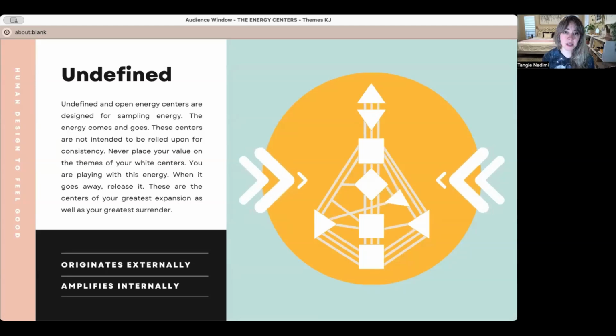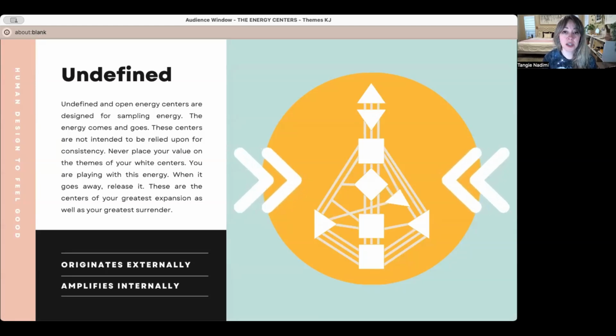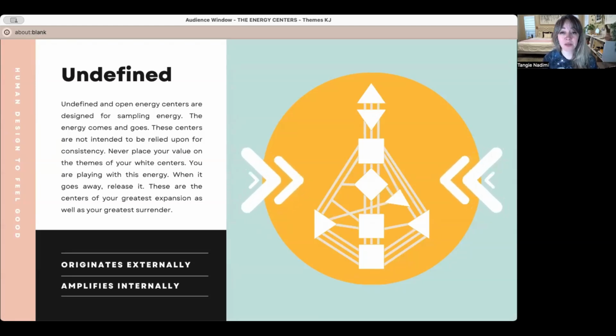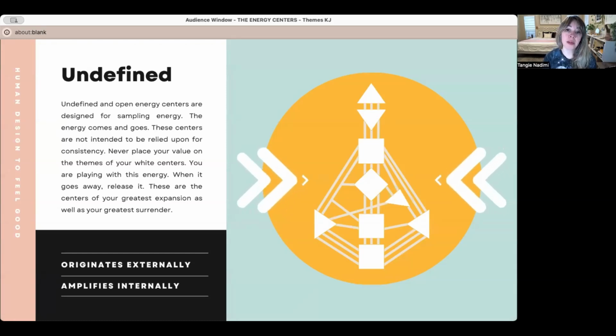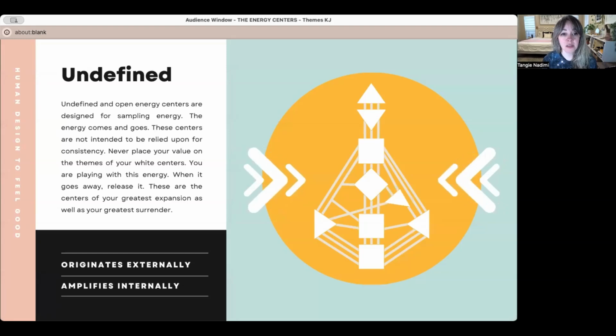So the energy in these centers, as you experience it, will originate externally and amplify internally. So you're absorbing and amplifying energy from outside of your aura in your open and undefined centers.